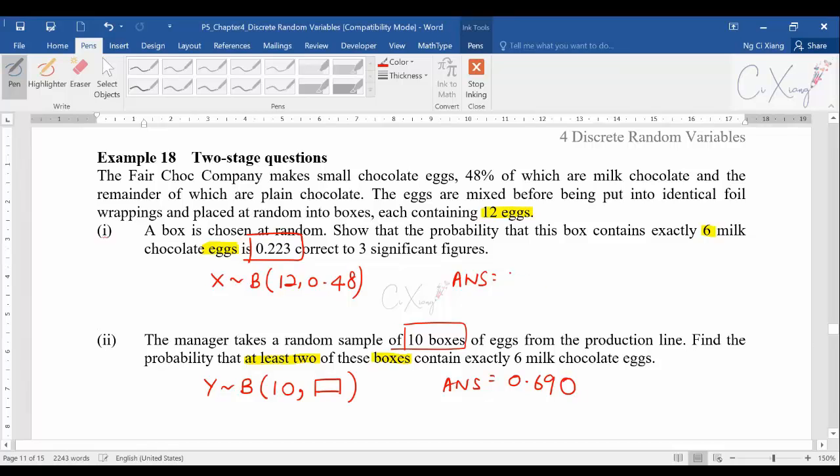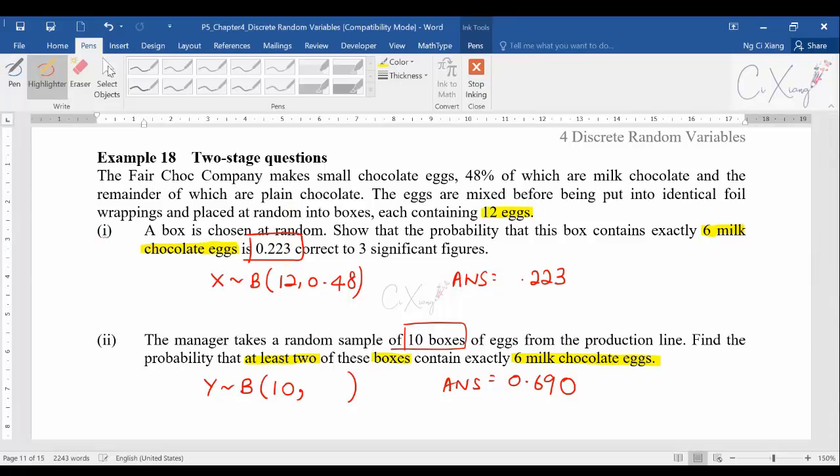Okay, then this one will be 0.223. Maybe for your information, I should tell you like this. At least 2 of these boxes contain exactly 6 milk chocolate eggs. So actually the 6 milk chocolate eggs probability, you already got just now in the first part, which is 0.223. That's why I say this question is easier. So you should put 0.223 here.